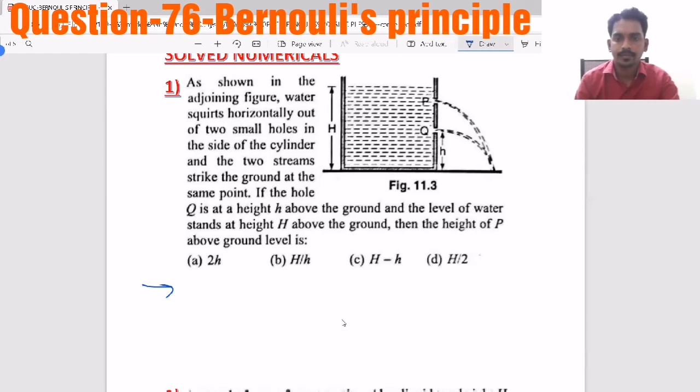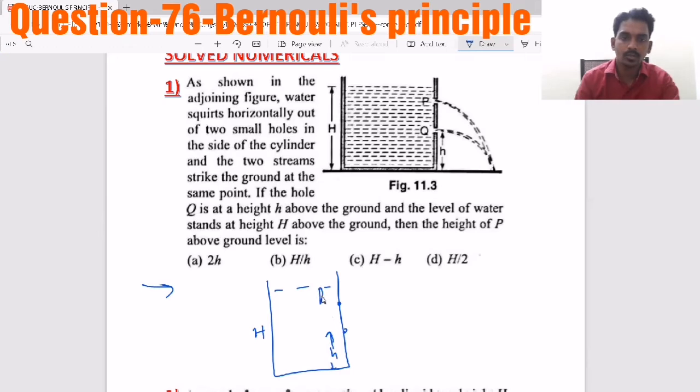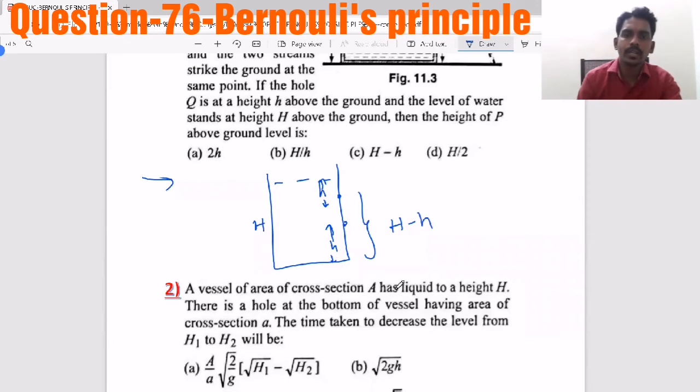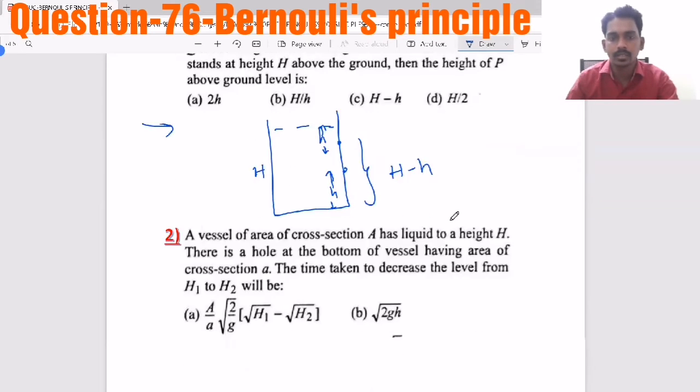See here, as I said, the total height is H and one hole is here and another hole is here and this is h, means this also should be h. Now the height will become capital H minus h, because when two holes are made at the same depth and same height, then only the range is the same. This is h, means this also should be h. Then the height of the first hole from the bottom will become H minus h.